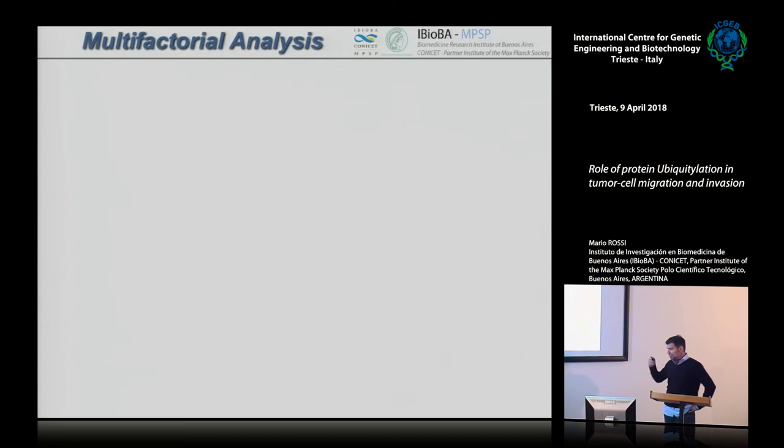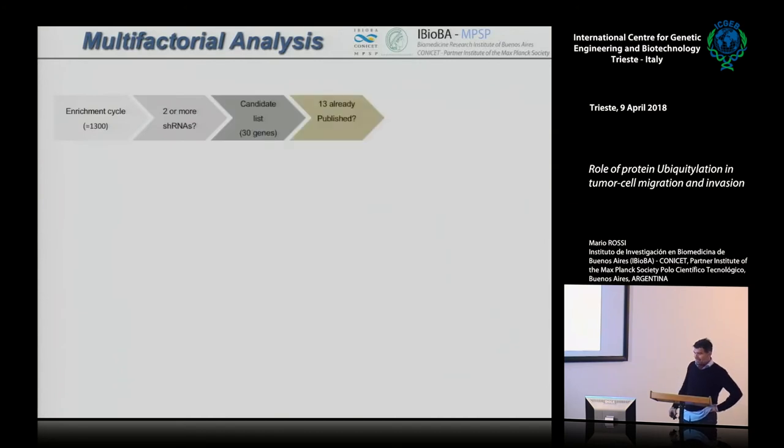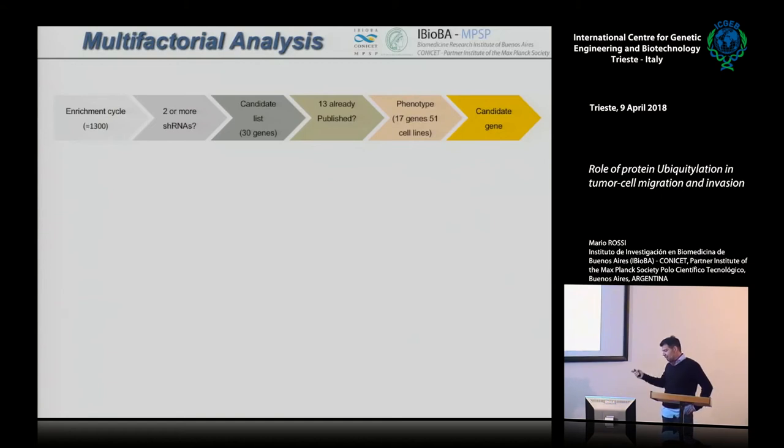In order to choose our target, to start working with one gene, we used a multifactorial type of analysis where we first chose the enrichment cycle. We said it was 4. Then we chose all of those which were upregulated with more than one shRNA per gene. That led us to a candidate list of 30 genes. Then we checked the literature to see which of them were already published as having anything to do with migration, tumorigenesis or metastasis. We were surprised that almost half of them were already published. It was a good thing because it was a proof of principle that our screen was selecting for something that makes sense. And then we still had 17 genes.